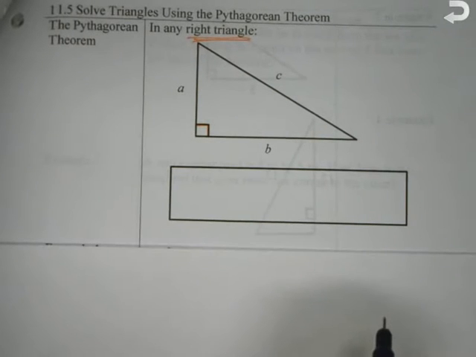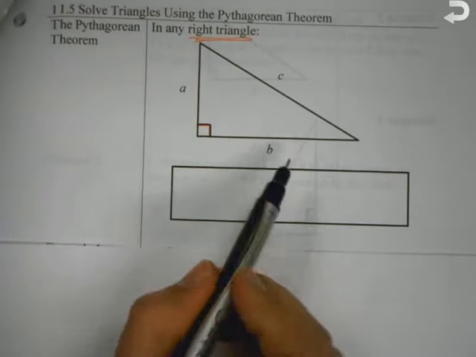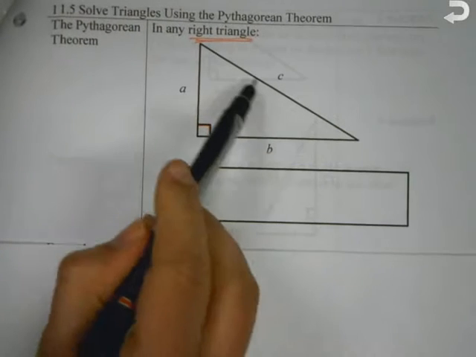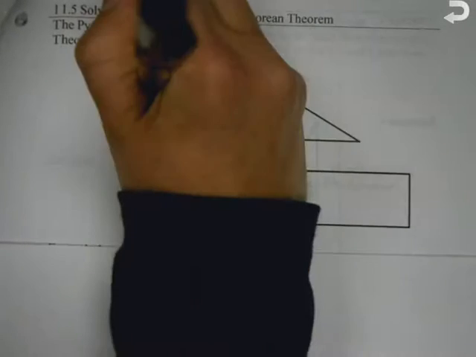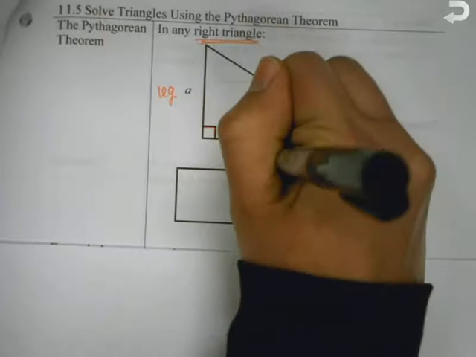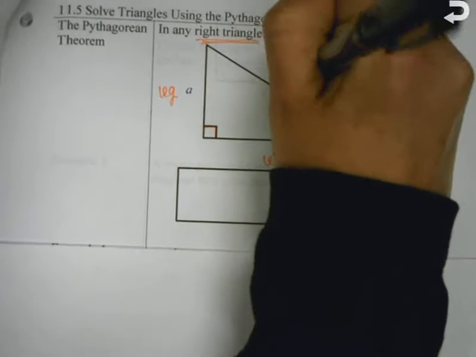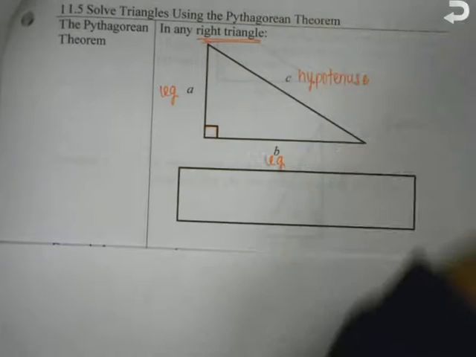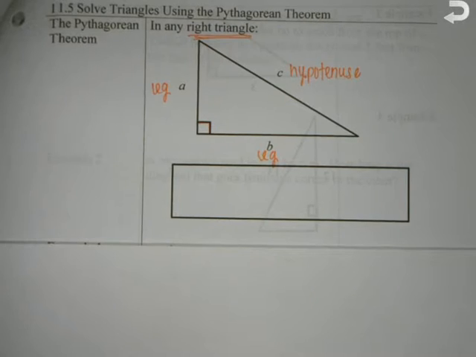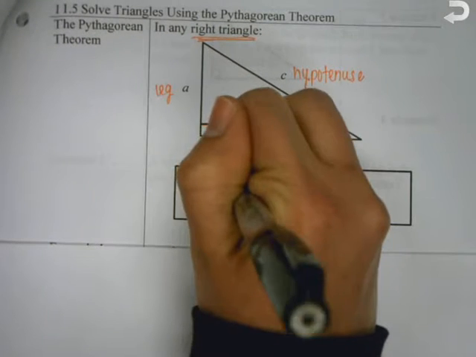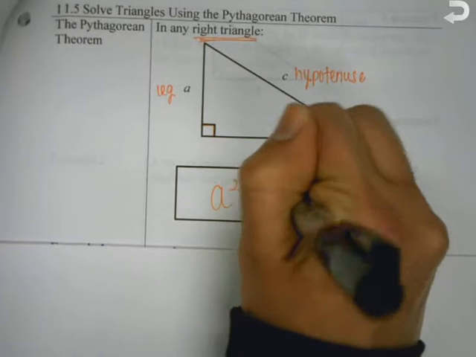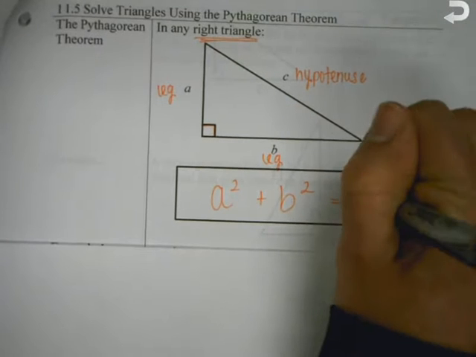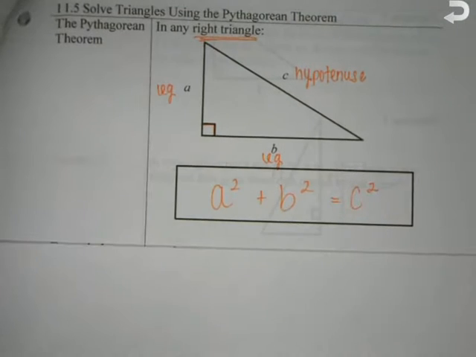And you all should remember this. If my legs are A and B, and my hypotenuse is C, do you guys remember that? Leg, hypotenuse. What is the formula? A squared plus B squared equals C squared. Write that nice and big in that box. I remember it now. So example 1.